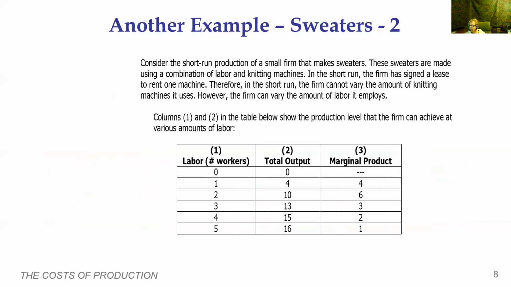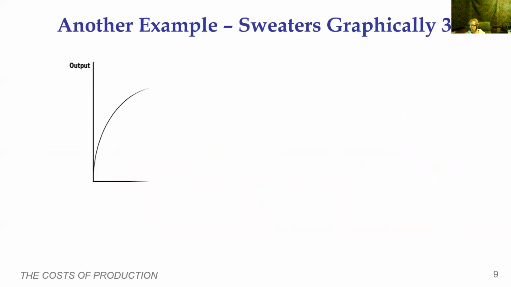Here is our sweater example. So here's our output of sweaters graphically. And here's our quantity of labor. Notice it obeys the law of diminishing returns, that this production function increases at a decreasing rate. Remember that the marginal product of labor is just the slope of this production function.